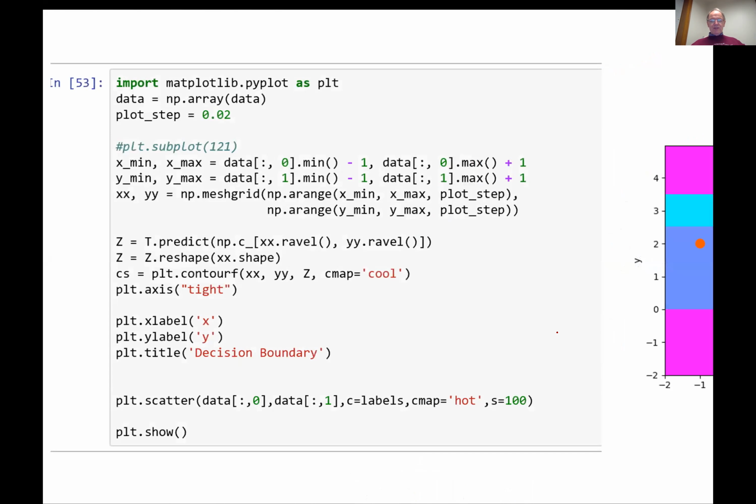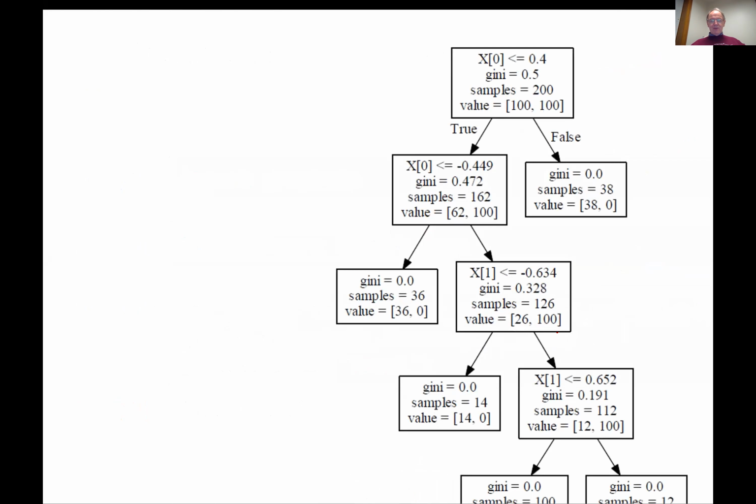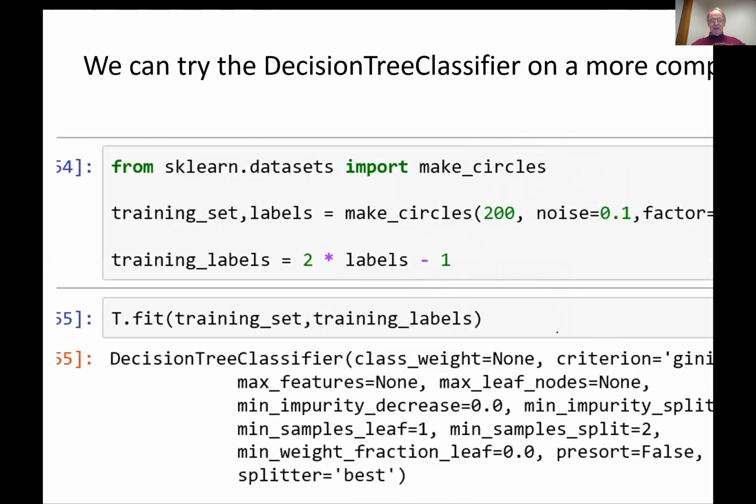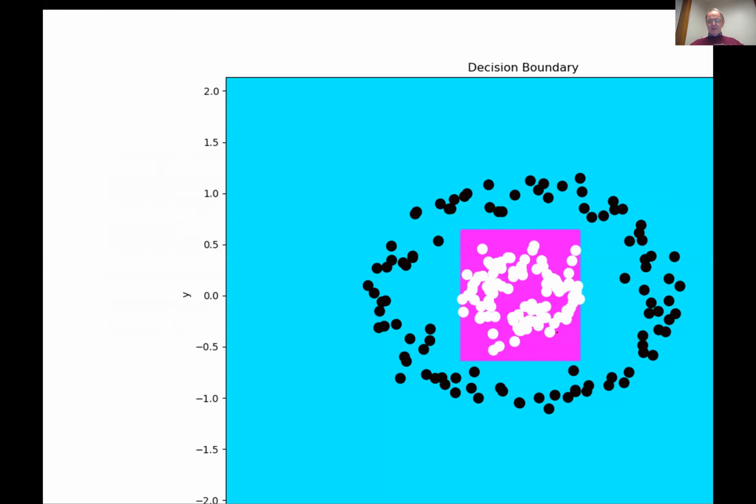So let's try an example where we have a more complicated data set. The code is here. This is a data set that looks like this. There are only two labels, but again, it's not something we can split linearly. But the decision tree can split this data set. So we get this rectangle here in the middle containing the points inside the circle.